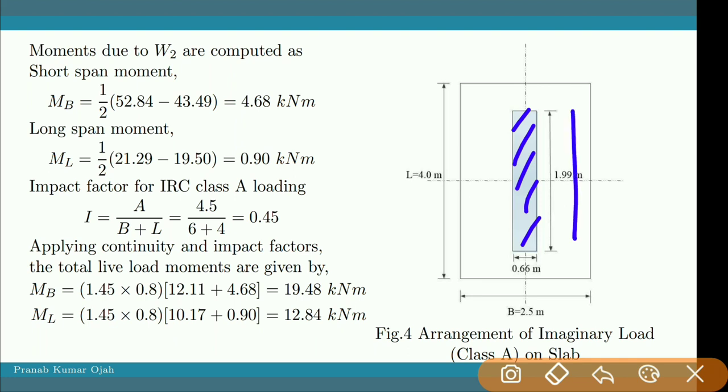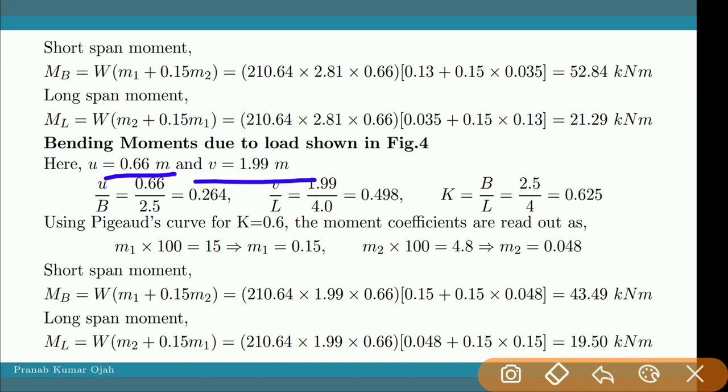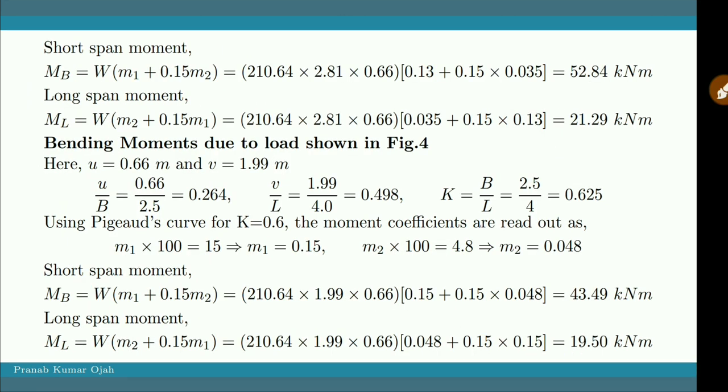So its dimension is 1.99 and 0.66. If you compare figure 4 and 3, you will easily understand this thing. So here U equal to 0.66 and P equal to 1.99. So U by B comes out as 0.264, P by L 0.498, and K 0.625. As the K value is similar in all three cases, the same Pigeaud curve I have to use, which is for K equal 0.6.